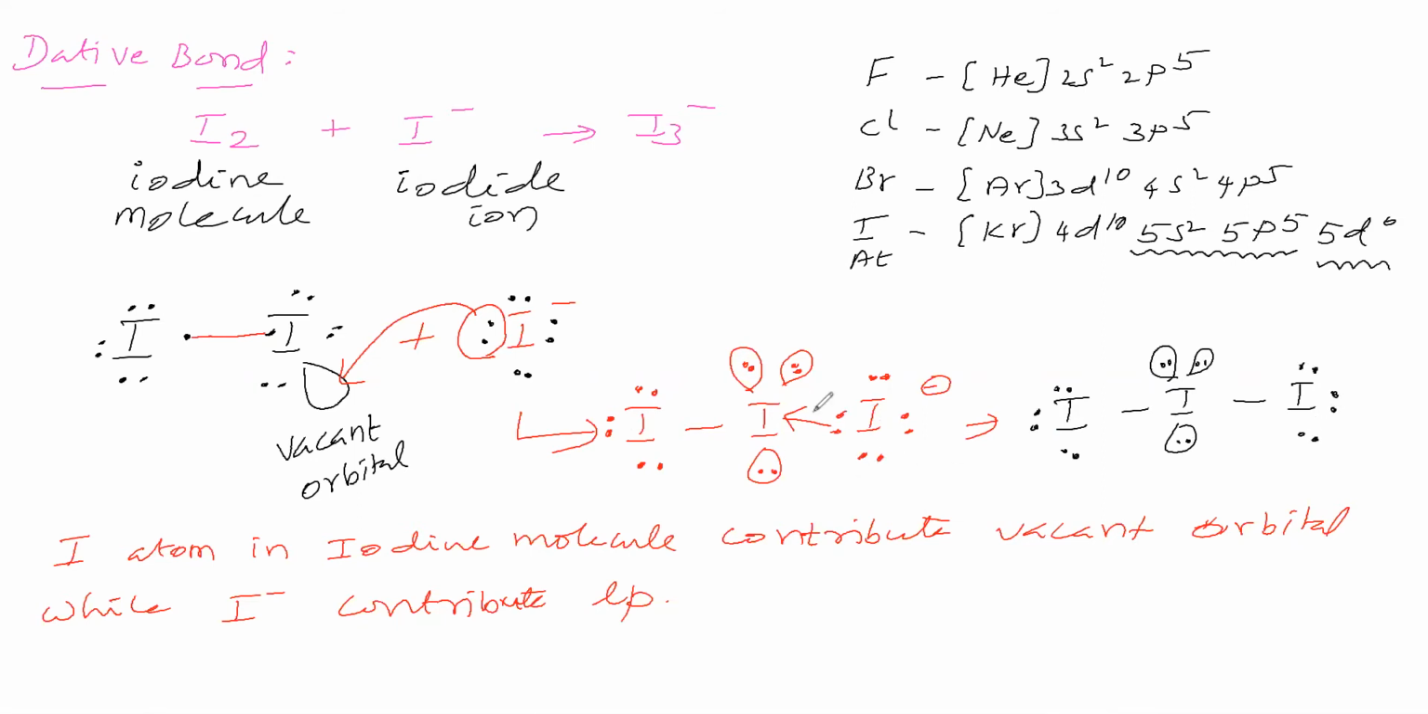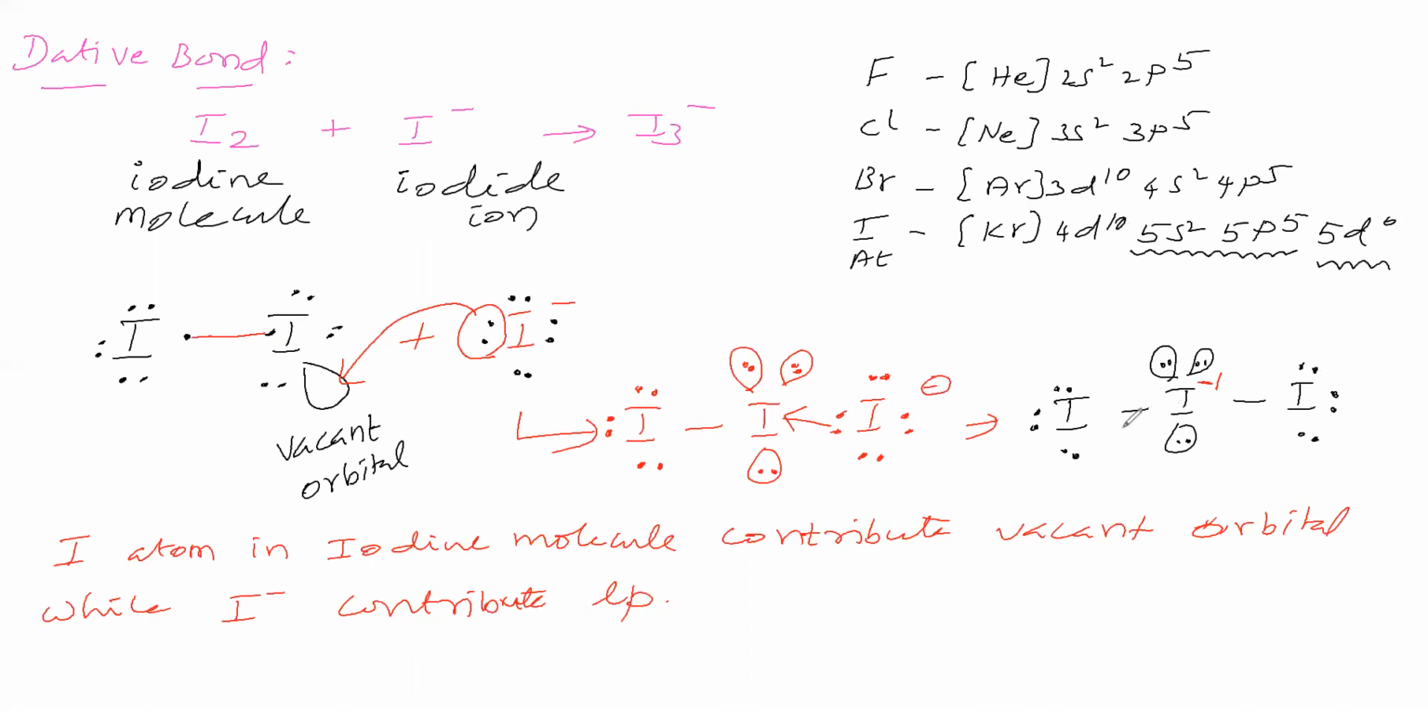Now this dative bond we have written as a normal covalent bond. This is the acceptor, and for the acceptor we give formal charge minus 1. This is the donor, and for the donor we give formal charge plus 1. Already minus 1 is there, therefore it becomes 0.